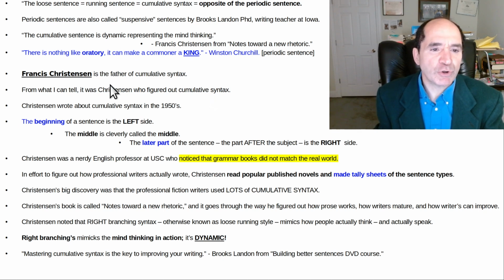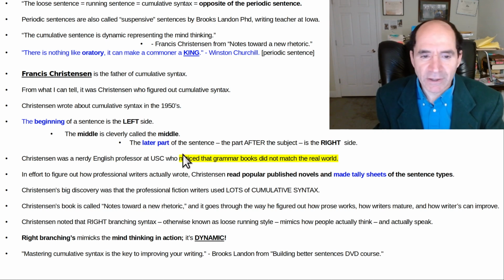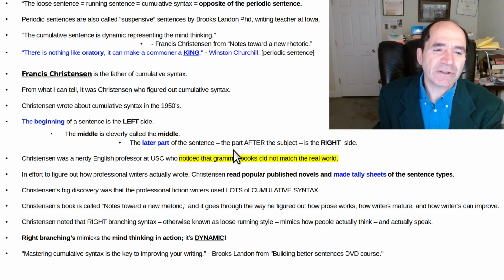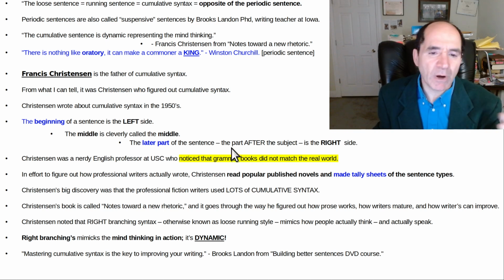So this guy, Francis Christensen, he's really the one who developed our understanding of cumulative syntax. The beginning of a sentence is called the left side. The middle is clearly called the middle, cleverly called the middle. The latter part is called the right side of the sentence. And we're not going to get into this stuff right now. This is just a brief lecture. We're almost done, actually. But I'm letting you know, in the future, we might talk more about cumulative syntax.